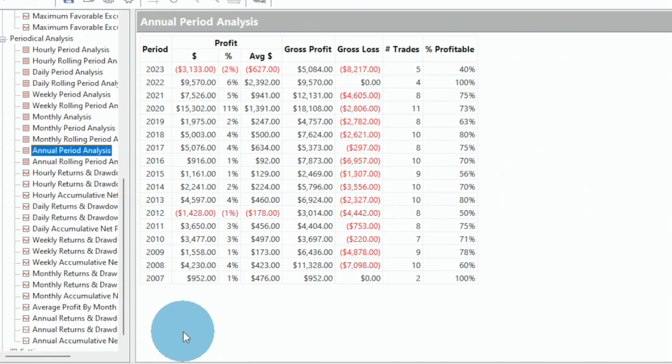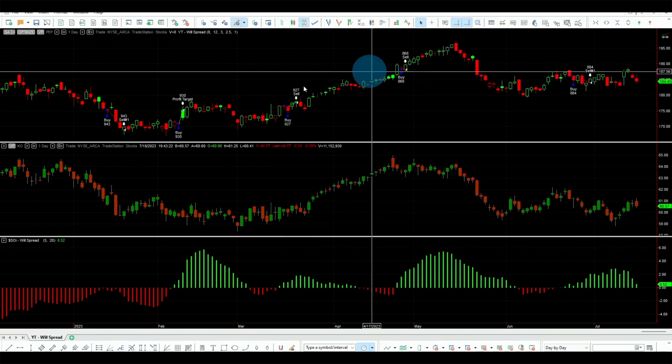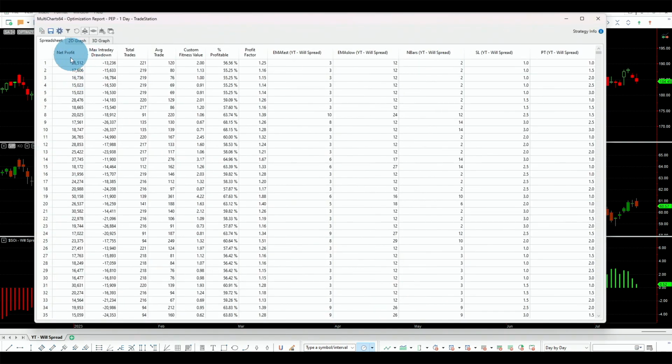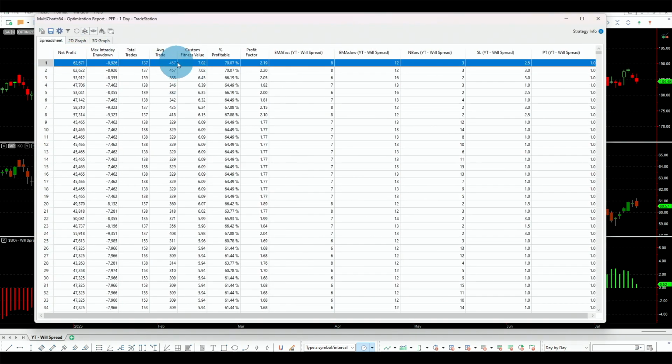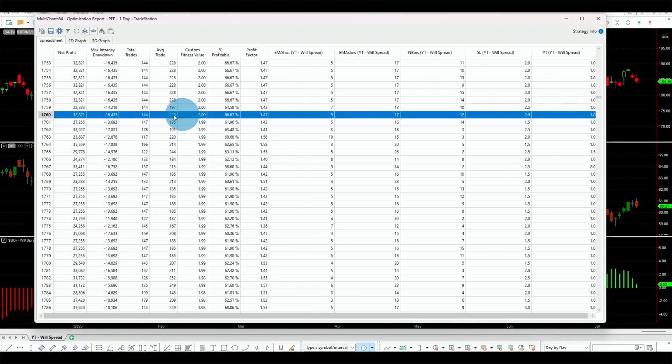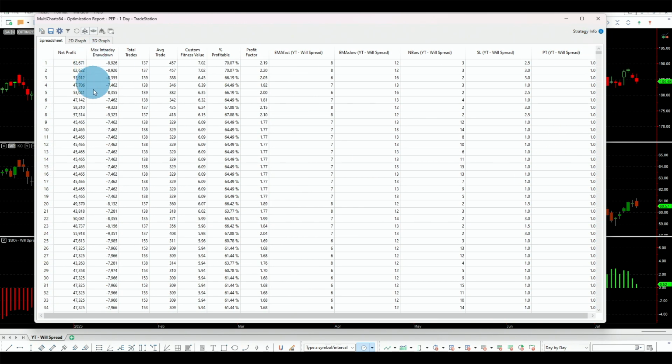And if we look at the annual period analysis since 2007, we have one down year, which is 2012, and currently this year is also down with 5 trades. Now, of course, you might say this is an overfit, but if we look at all the optimization numbers, if I sort by custom fitness and I keep going down, I'm trying to find 2 to 1. So up to here, that's about 1,700 strategies that have a 2 to 1 return to drawdown ratio. So this is really good. You can easily find many combinations that will work.